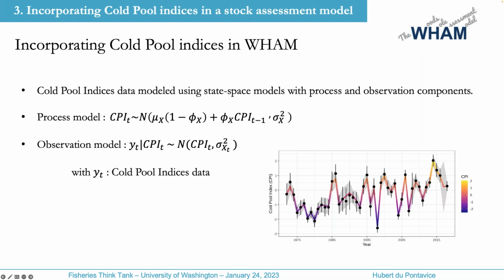For example, here on the figure, the black dots represent cold pool index observations, and the colored line is the cold pool index estimated by the model with its confidence interval, which is the gray area. And in 2017, here, you can see there is no observation. However, the model has estimated a value associated with a large uncertainty.